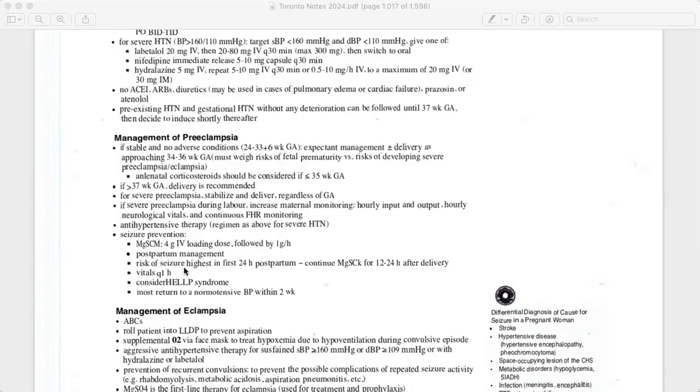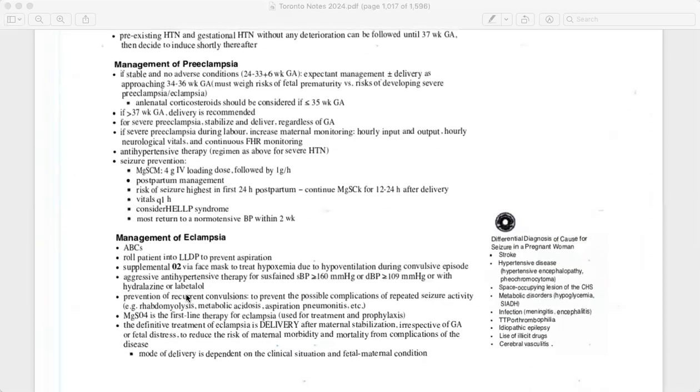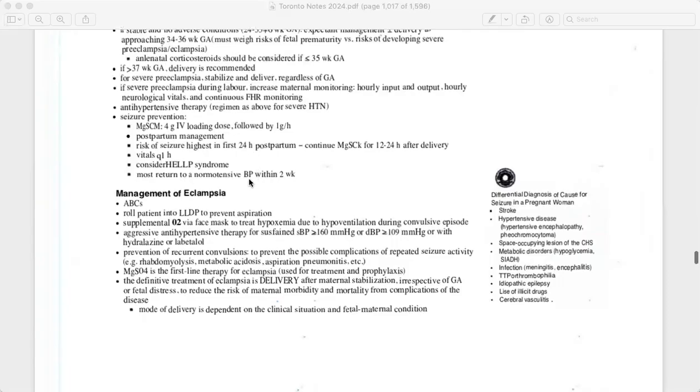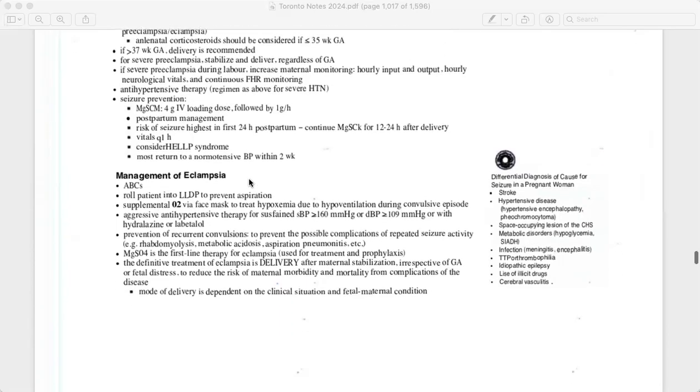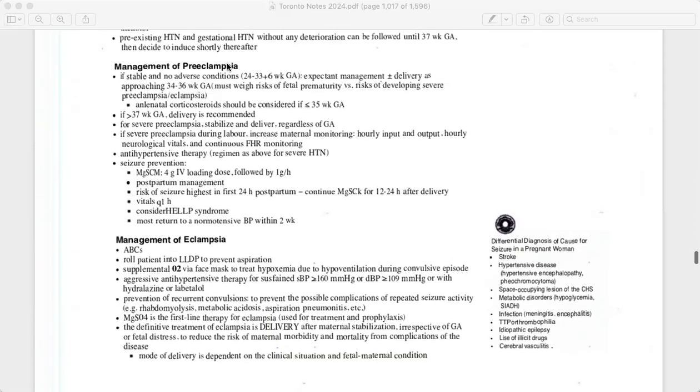Postpartum management, risk of the seizure is highest in the first 24 hours of postpartum. So hourly monitoring along with HELP syndrome, most return to normotensive within 2 weeks. So this is important. When can you expect normotensive BP in a hypertensive or preeclampsia female? If the patient had already developed eclampsia. So in preeclampsia, we can go for MgSO4 along with labetalol.